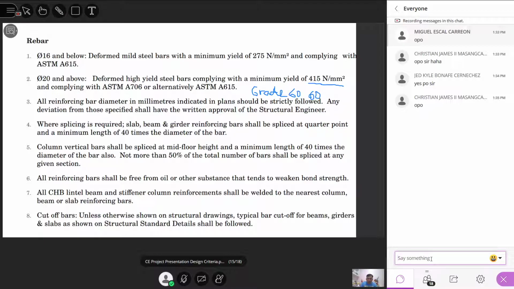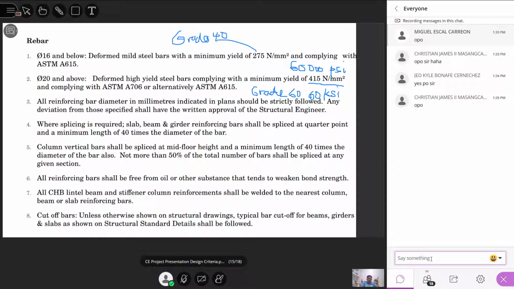Yung kasi time namin, ang unit namin is kips per square inch, KSI. Or sometimes they call it 60,000 PSI. Yan, English unit eh. Okay? So 60,000 PSI. So yung 275 na yan, that is the equivalent of grade 40. Okay? So yun yung grade 40, 40 KSI, 40,000 PSI. Okay? So naka-elaborate yan. Ano ba yung requirement natin for rebars?